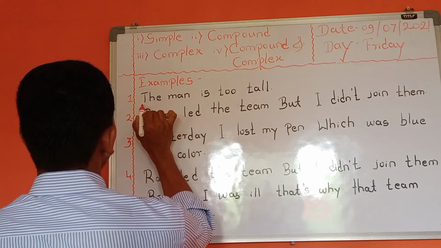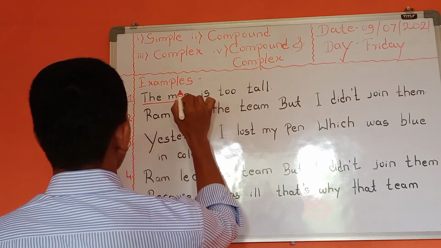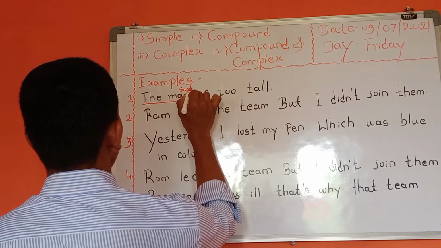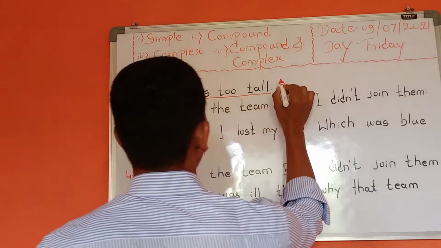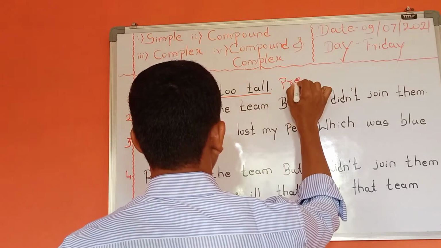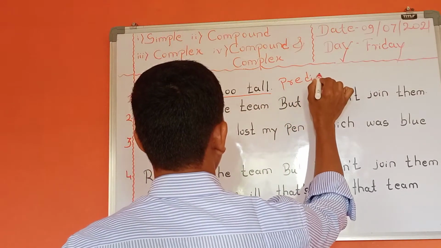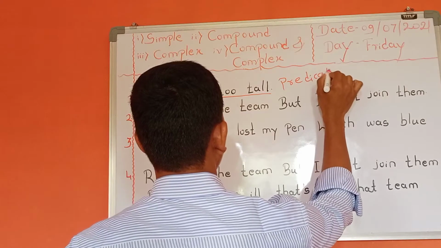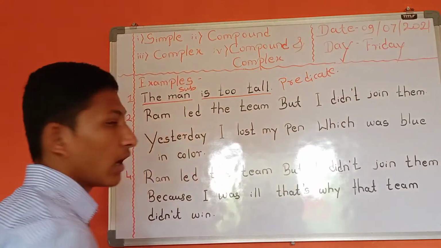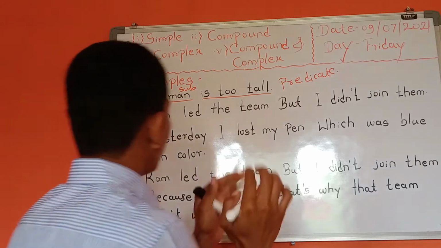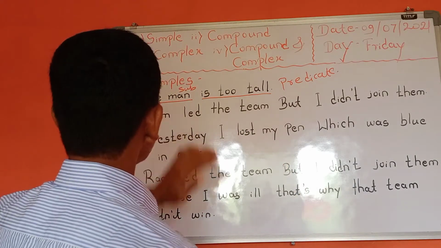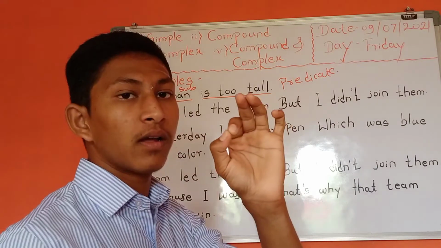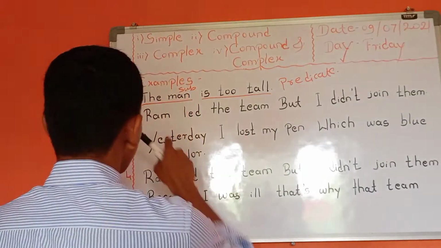This is the subject, and is too tall is the predicate. Okay, this is a clause. Now you should consider this a simple sentence. A simple sentence means a meaningful statement. That's what we call a simple sentence.